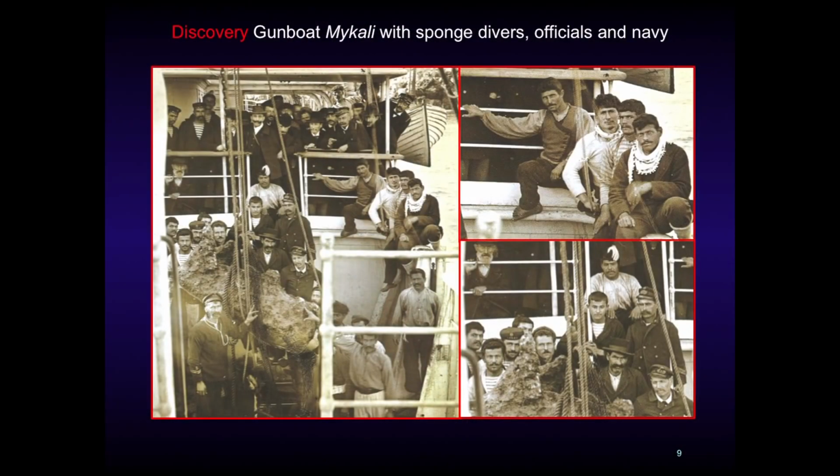The Greek Navy provided a gunboat, the Mikali, to stand by to deter looters, and the sponge fishermen themselves were commissioned to carry out the dive. You can see them in the top right picture there. In 1900, they didn't have too much luck because of storms, but in 1901, they started to bring up some very serious artifacts. It was a stunning find. It was a true treasure ship.